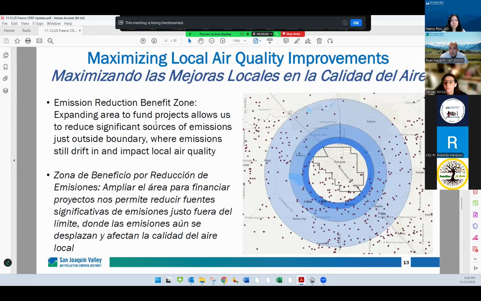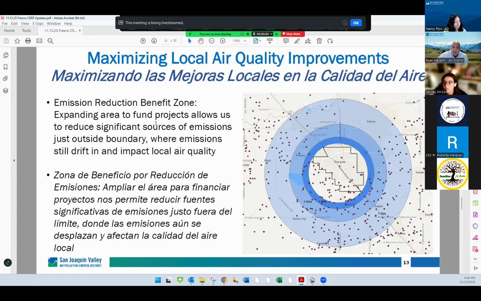So on this slide, it's basically showing the boundary in the middle, and then that inner blue circle is 1 mile from the epicenter of the boundary.